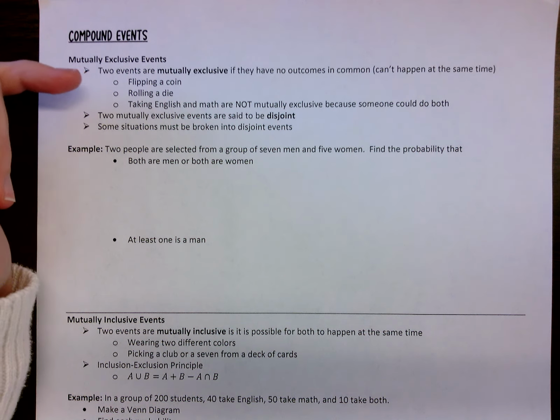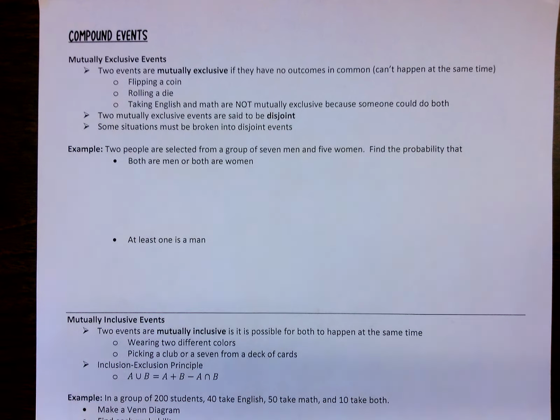Two events are mutually exclusive if they have no outcomes in common or if they can't both happen at the same time. When you flip a coin, you either get heads or tails. It's not possible to get both at the same time. If you roll a regular six-sided die, you are going to get a one, a two, a three, four, a five, or a six. You can't get a two and a three as your answer.